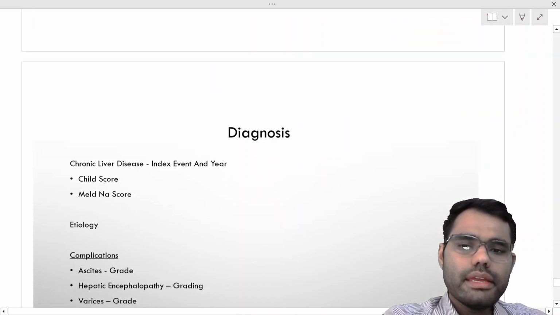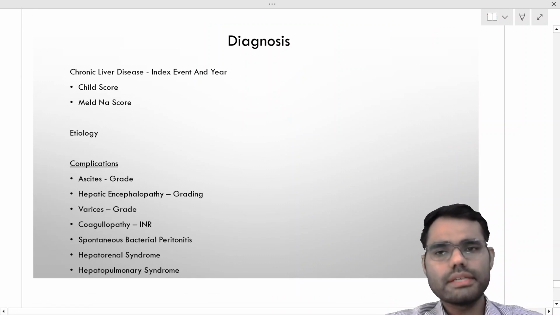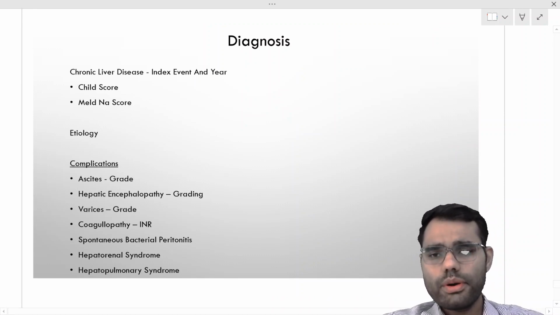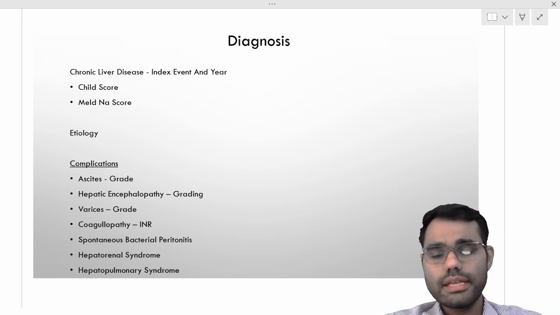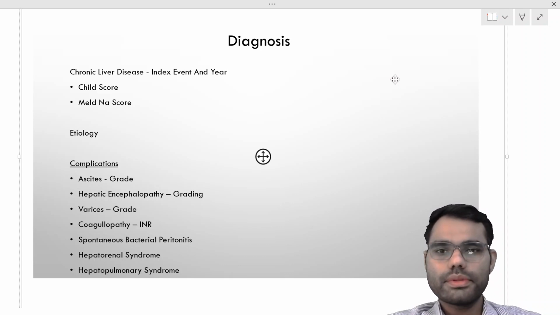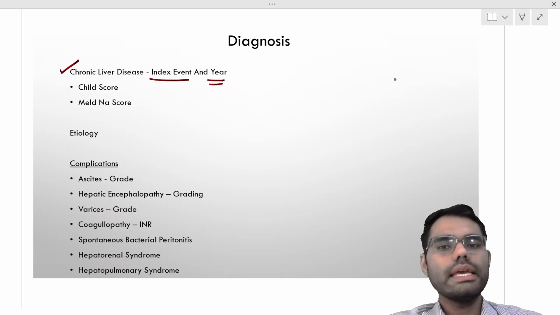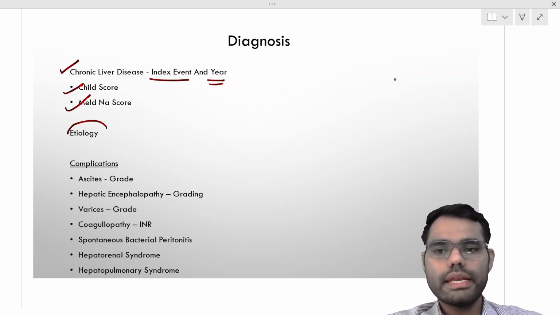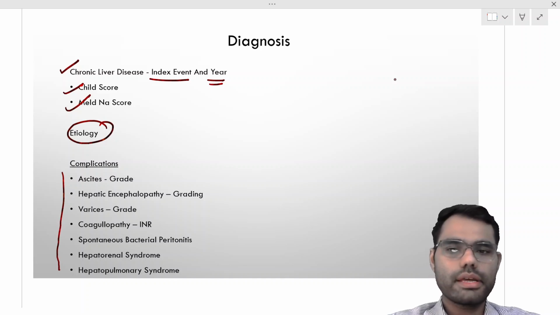Whenever we write a diagnosis of chronic liver disease, this is for all of us, all of us medical doctors who are managing patients with chronic liver disease. This is how we should write a diagnosis, so that we know everything about the patient in one summary. The patient has a chronic liver disease. What is the index event? What is the year in which it was diagnosed? What is the Child score? What is the MELD score? What is the etiology, right? And then what are the complications, whether they are present or not.